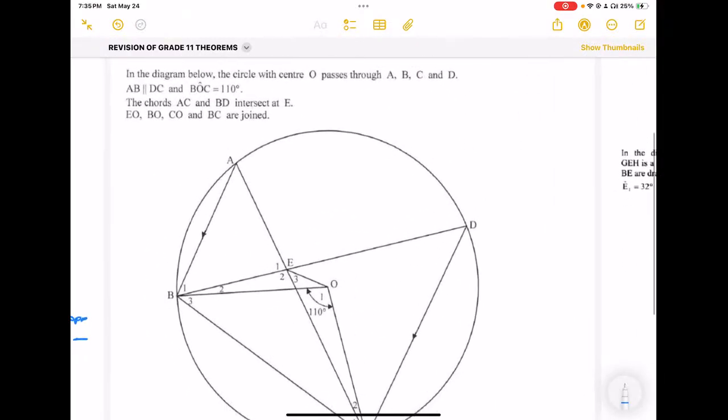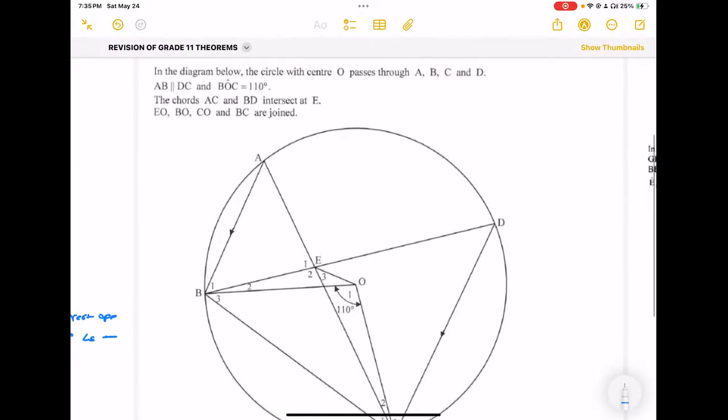So let's look at this one again. In this one, what did they say? They're saying in the diagram below, the circle with center O passes through A, B, C, and D, right? So now they are saying what? They are saying AB is parallel to DC.